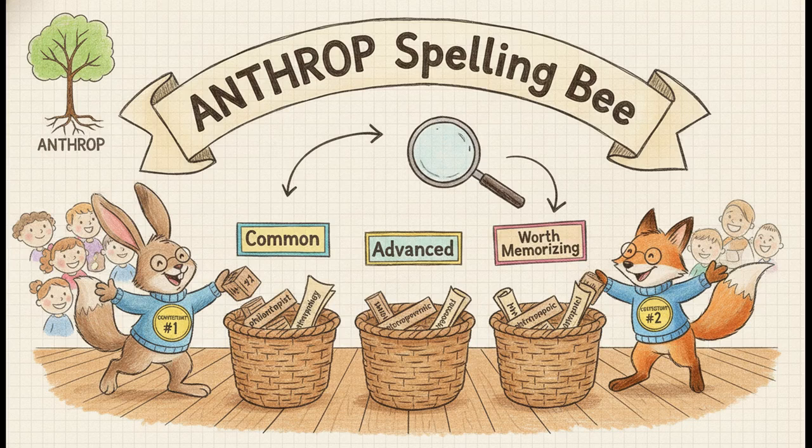In your common basket, you've got your everyday academic terms, like anthropology, philanthropist, and misanthrope. But if you want to compete at the advanced level, you really need to lock down the heavy hitters like anthropomorphic and anthropocentric. Oh, and definitely commit words like anthropoid and philanthropic to memory. Those are major point scorers.